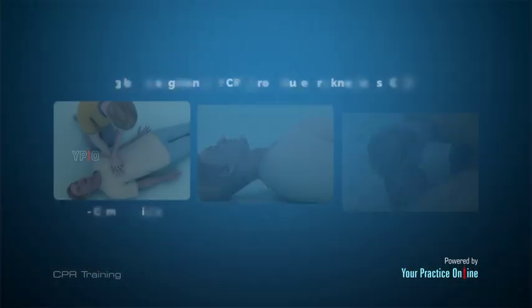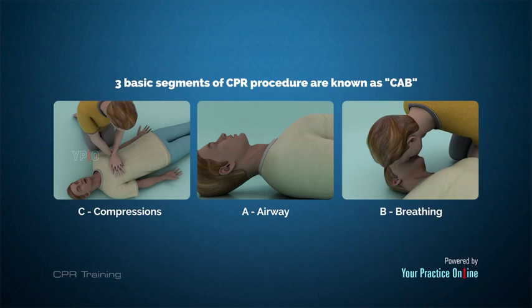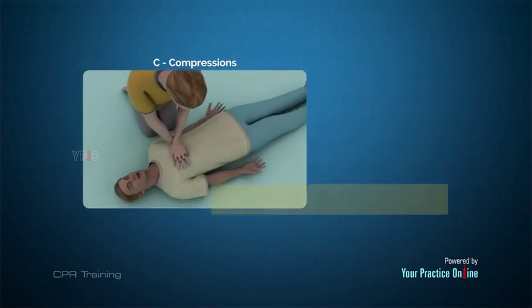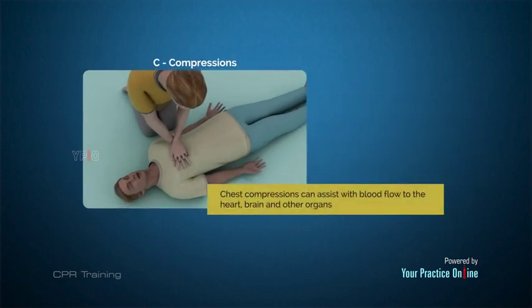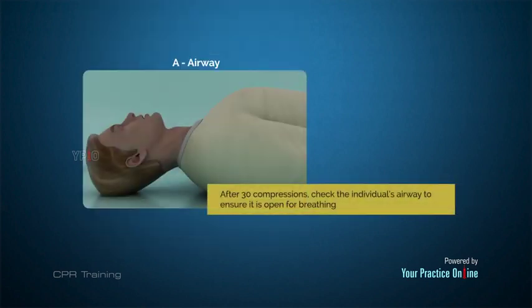Procedure for performing CPR. The 3 basic segments of the CPR procedure are known as CAB: C for compressions, A for airway, and B for breathing. C is for compressions. Chest compressions can assist with blood flow to the heart, brain, and other organs. CPR starts with 30 chest compressions, followed by 2 rescue breaths. According to the American Heart Association, rescuers doing compressions should push hard, fast, and in the center of the chest between the nipples.